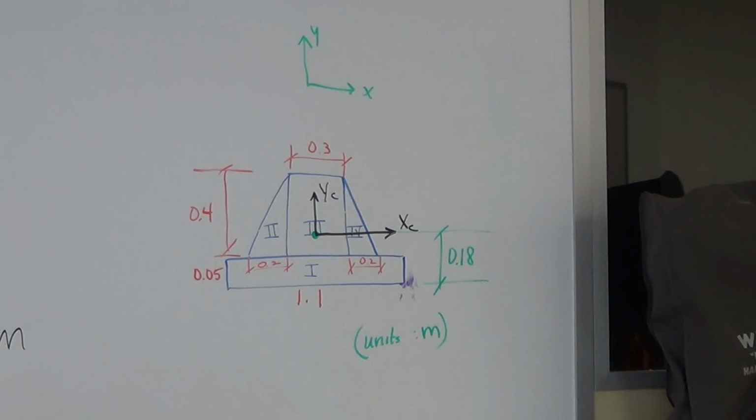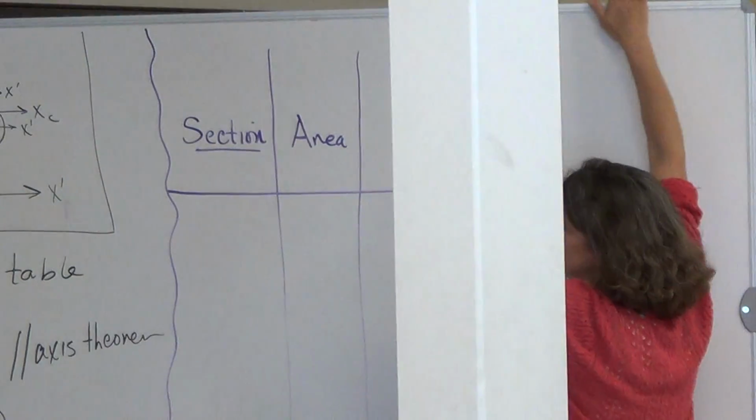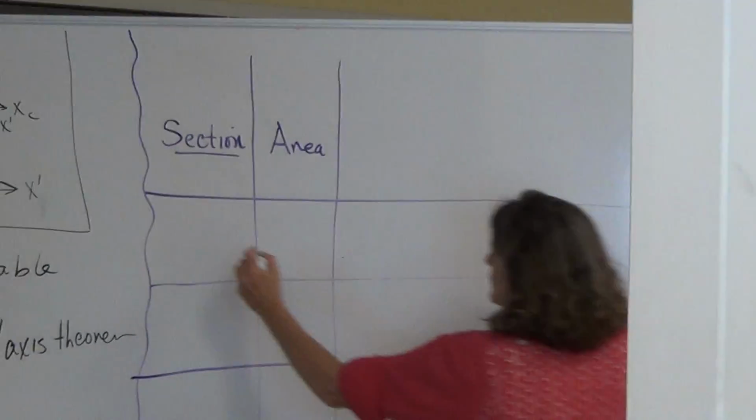So what do you think? You think we're going to solve this using a table? Yes. What's the first column going to be? Section. What do you think the second column's going to be? Area. And let's always put the units. What do you think the third column's going to be? Perpendicular distance. It could be. Let's do these guys first. We already have these down, right? Section 1, 2, 3, 4.